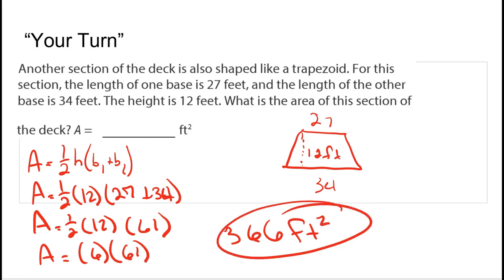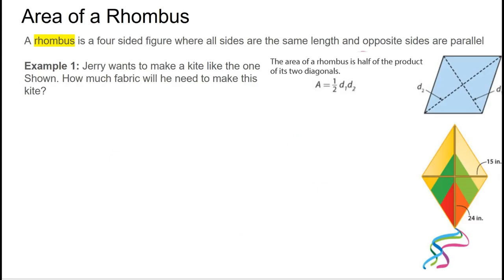Okay, so that's trapezoids. Our next shape we have is the area of a rhombus. Give me a second. So a rhombus is a four-sided figure where all the sides are the same length and the opposite sides are parallel. So it's a parallelogram, but it has one more rule that all the sides have to be the same length. So it's like a square where all the sides are the same, but it's like a parallelogram because it's kind of turned a little bit. It's not a perfect square. It's not all 90-degree angles.